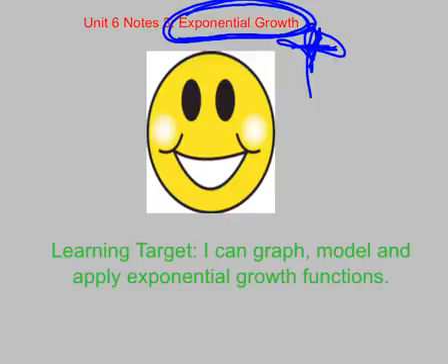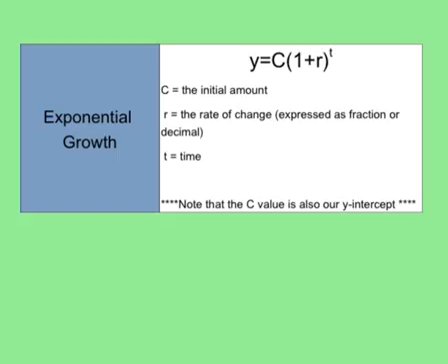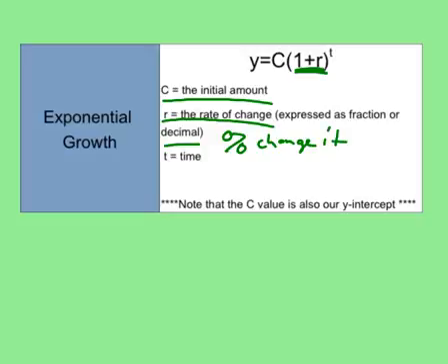So one of the exponential functions is growth. So here's your exponential growth. You have to remember it's plus. This is the equation. You're going to take the amount that you start with, and you're going to add the rate of change to 1 as a decimal. So if it's a percent, change it to a decimal. All right? And you do that.